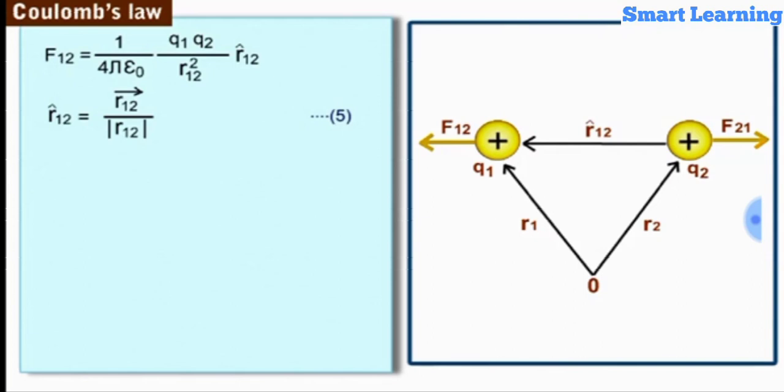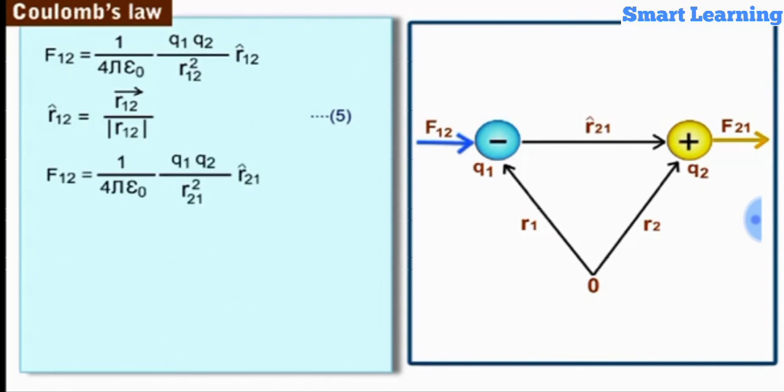If Q1 and Q2 are unlike with respect to each other, the force F12 will be in the direction of unit vector r21, since unlike charges attract each other. In this case, the product of the charges Q1 and Q2 will be negative. The unit vector r21 cap is given as shown.